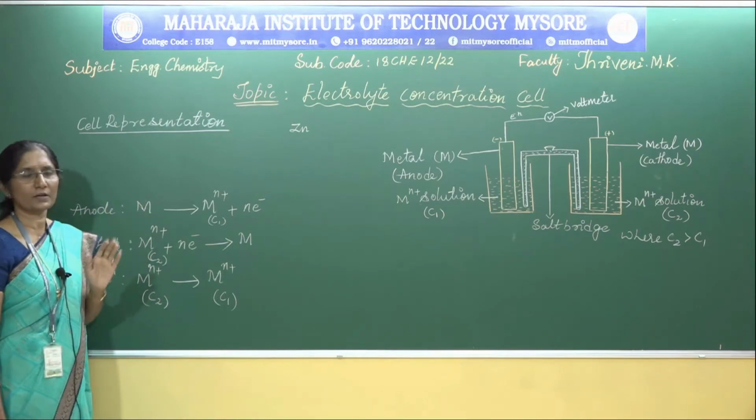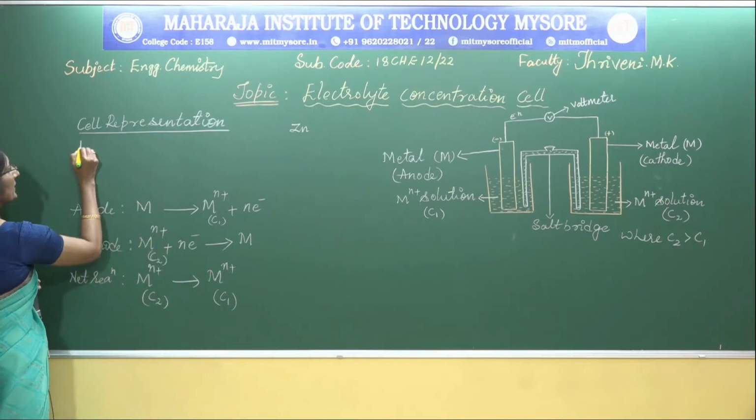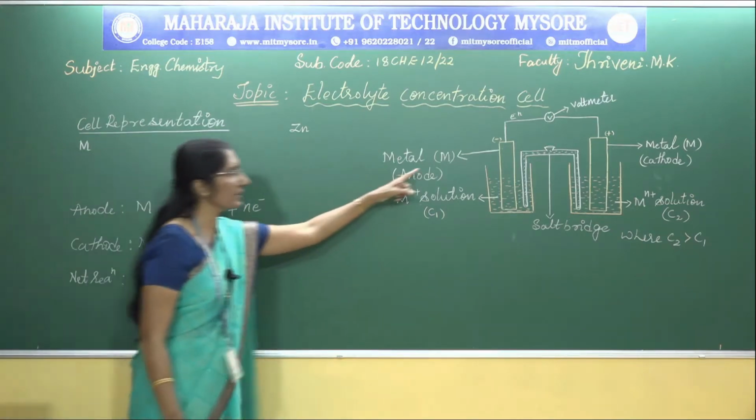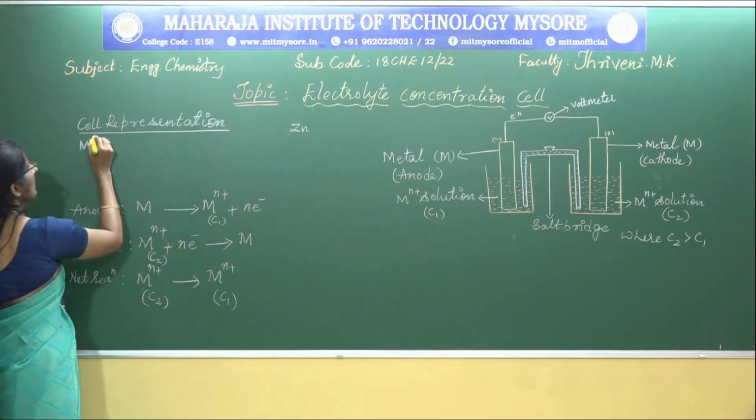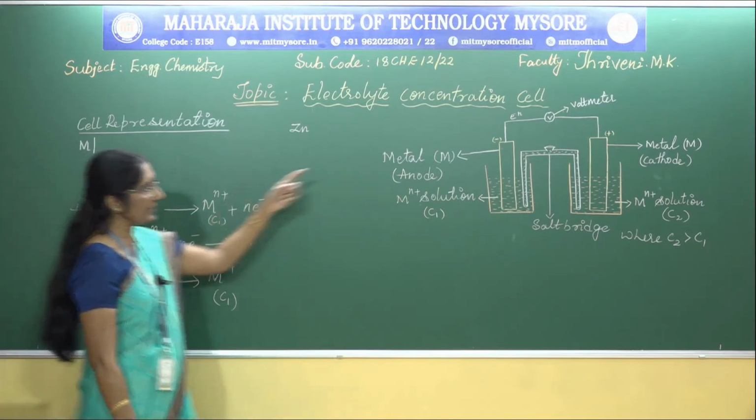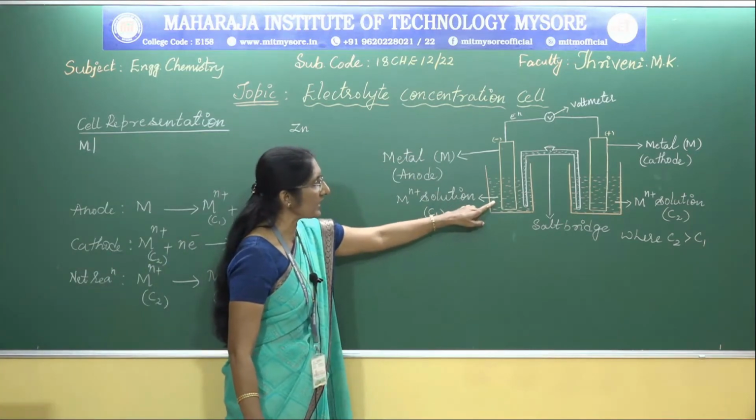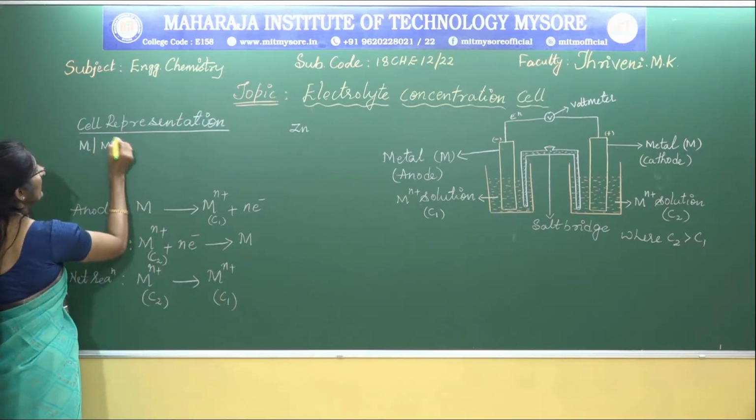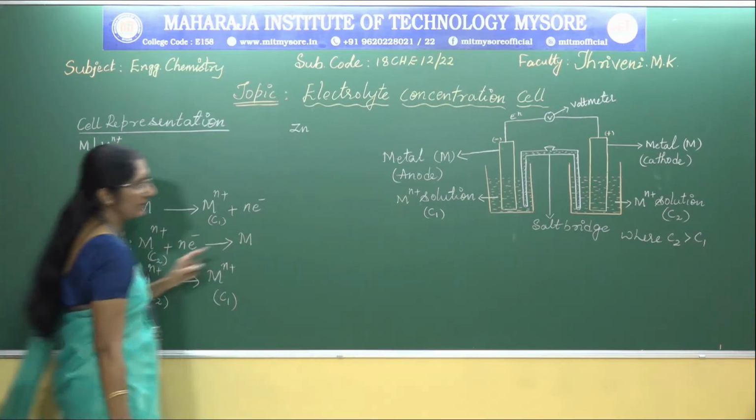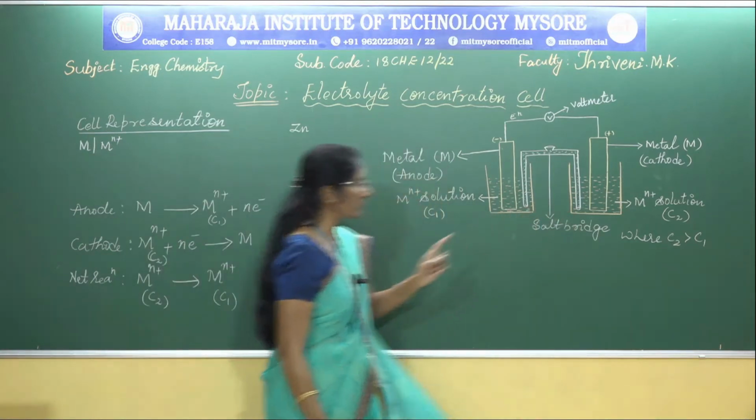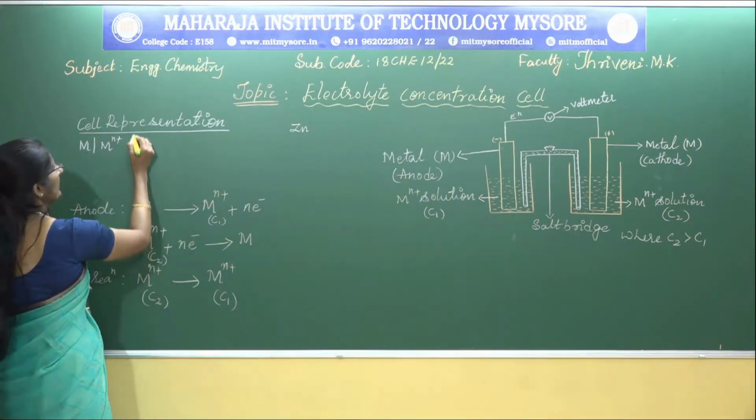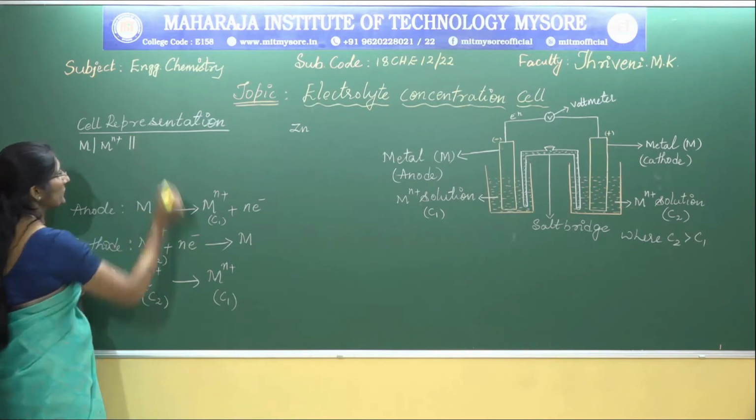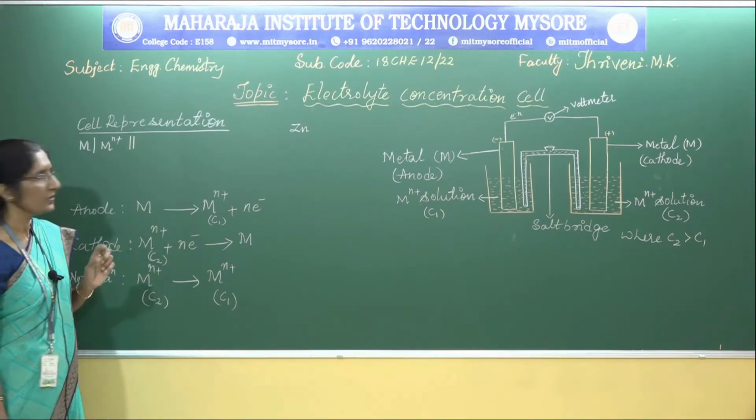How to represent the anode? First we have to write the metal. What is the metal taken according to the diagram? It is M. Then a single vertical line, then it is in contact with the metallic salt solution. The metallic salt solution is abbreviated as Mn+. These two are internally connected by a salt bridge. Therefore, two vertical lines represent the salt bridge.